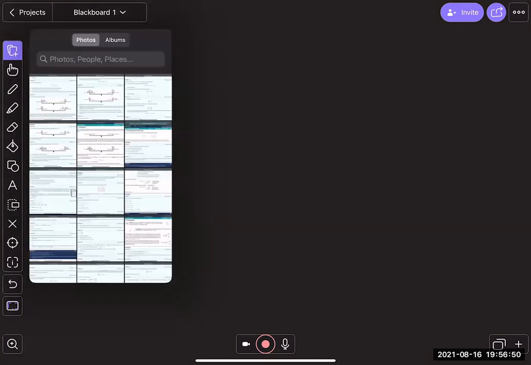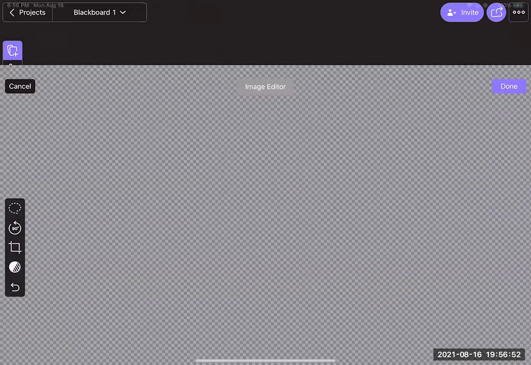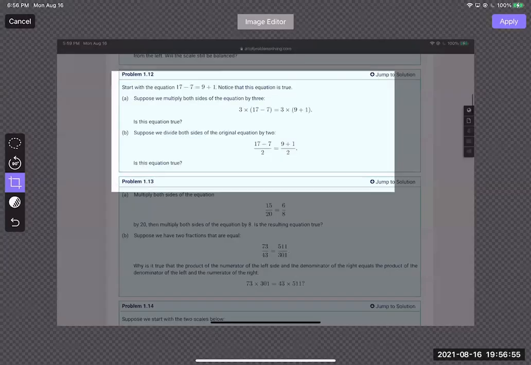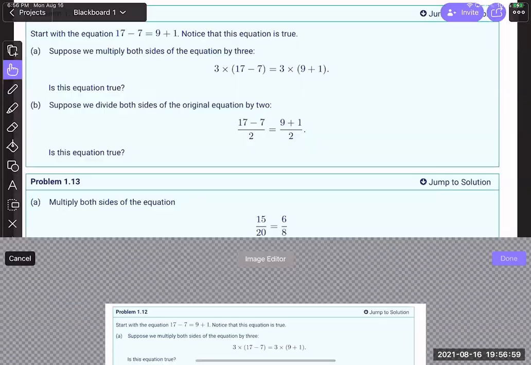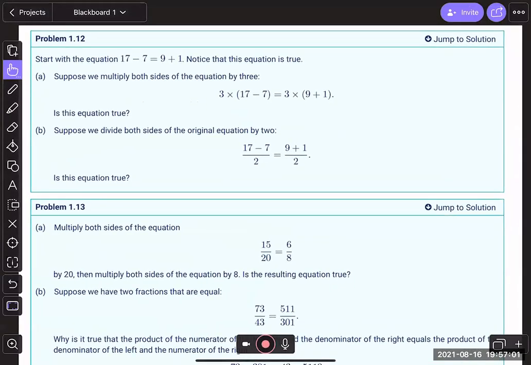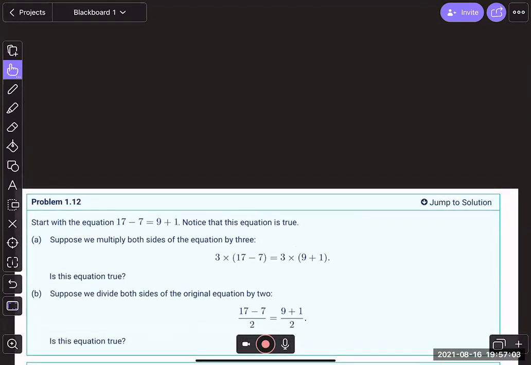So moving on into the next questions here, problem 1.12 and 1.13. 1.12 says that we start with this equation of 17 minus 7 is equal to 10, right? So if we multiply both sides by 2, from here, this is actually just 20 equals 20, right?